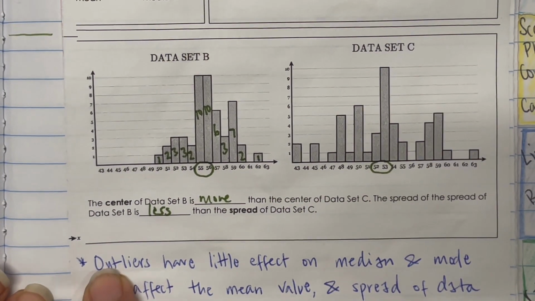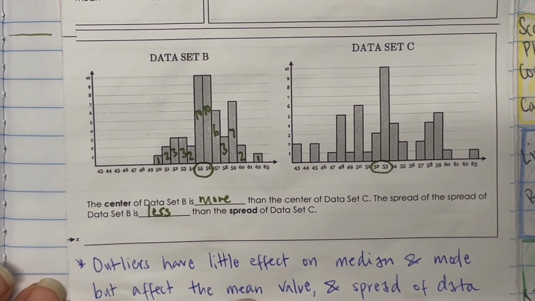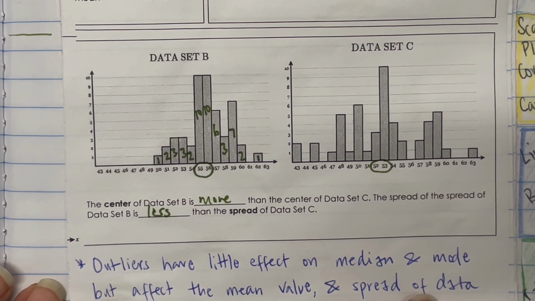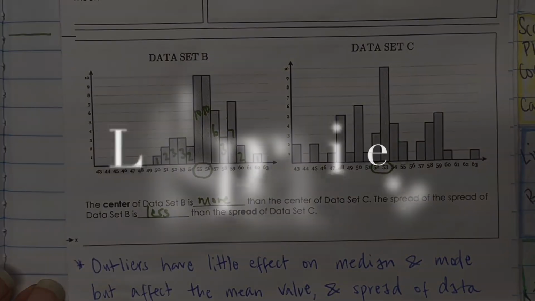All right, so looking at all this data, the big takeaway is outliers have very little effect on median and mode, but they affect the mean value and the spread of data. They really affect that. All right, so that's really all you need to know. Let's practice.